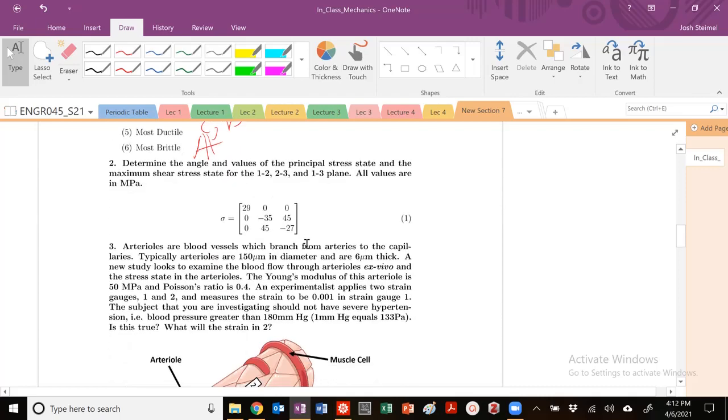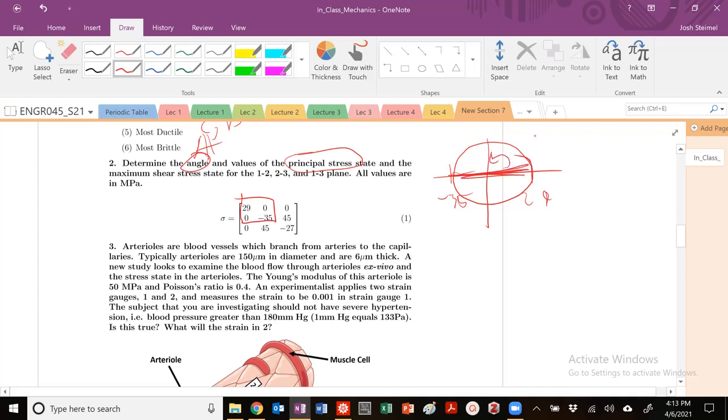So let's get into the second problem. We need to determine the angle and the values of the principal stress state and the maximum shear stress state for the 1, 2, 2, 3, and 1, 3 planes. So let's do this plane first. For the 1, 2, I look at this. So I have minus 35. This is 29. This would be my circle because, again, I have no shear. So I am already in my principal stress state. So that angle would be 0.